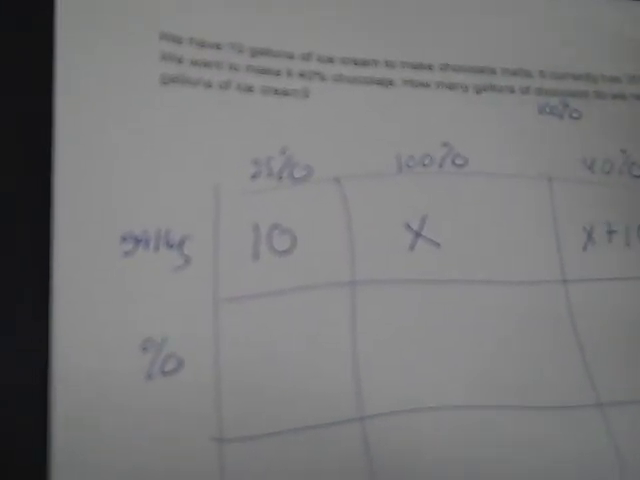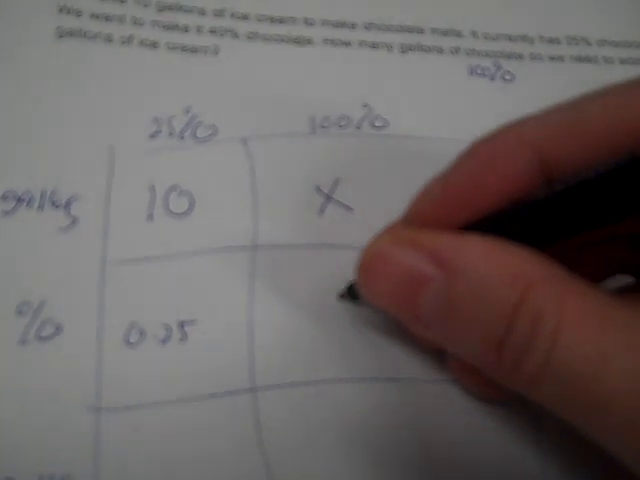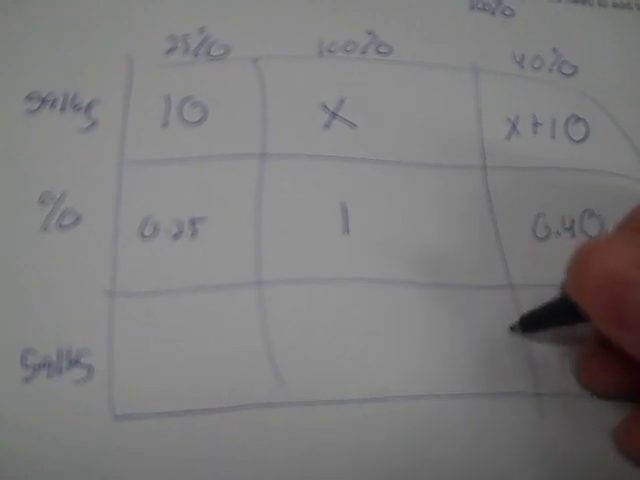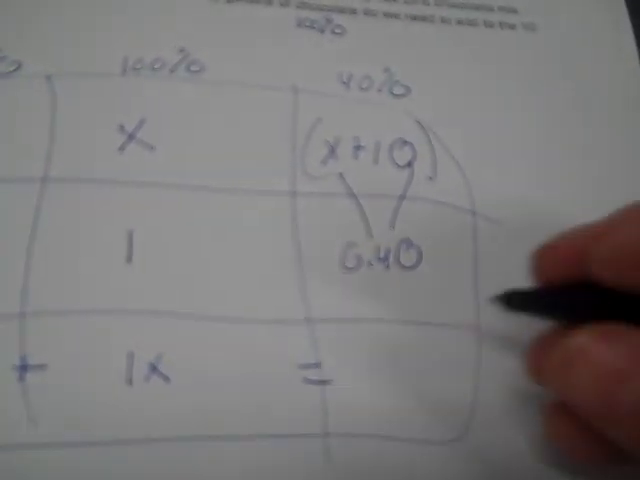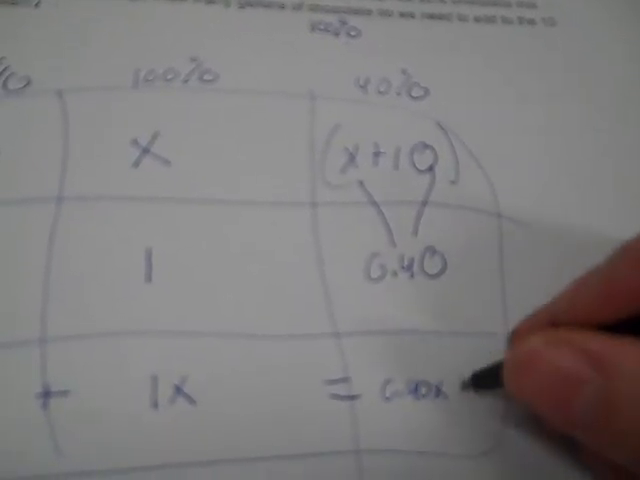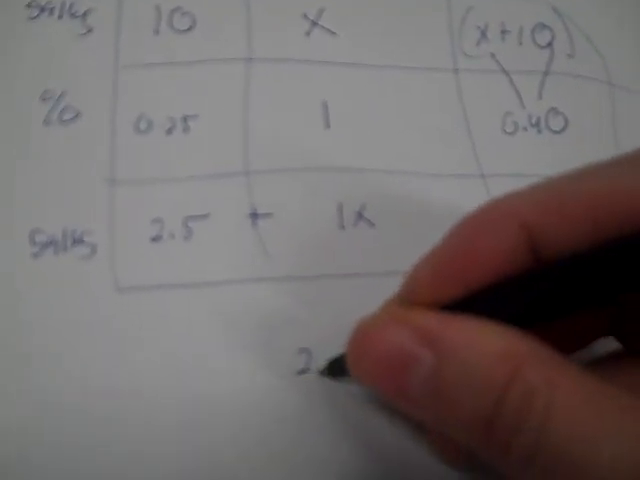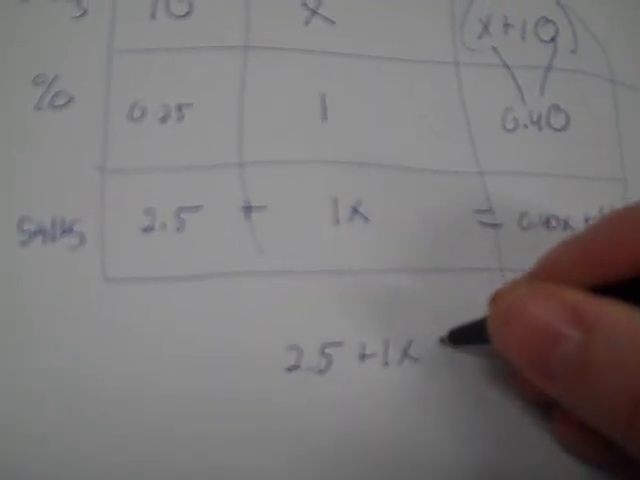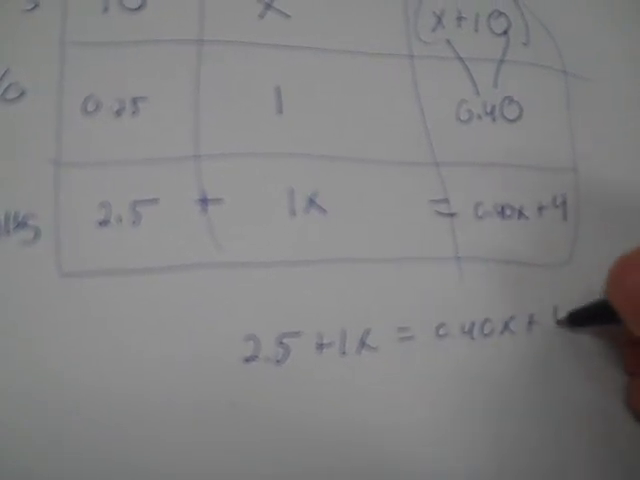Everything has an expression. So 0.25, if you're dividing your percents by 100, 100 divided by 100 is 1 whole, and then 0.40 or 0.4. Then you take 10 times 0.25, that's 2.5. X times 1 is 1x, plus 1x. Then here I parenthesize that expression because I need to distribute. I'm going to have 0.40x, then 0.40 times 10 is 4, okay? And then you have a nice easy equation: 2.5 plus 1x equals 0.40x plus 4.